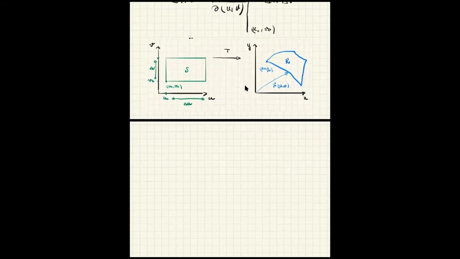So now we will go back to the real situation, which is I am giving you a region R, which is not necessarily small.